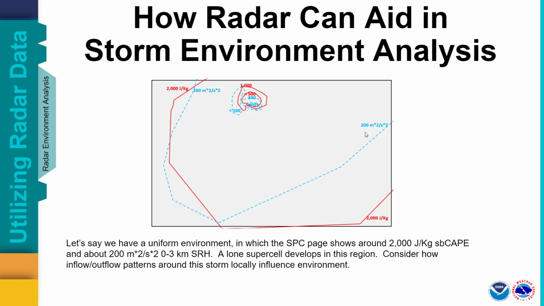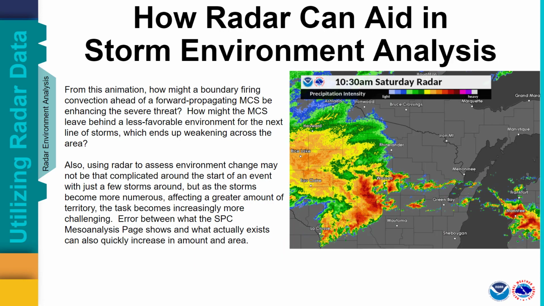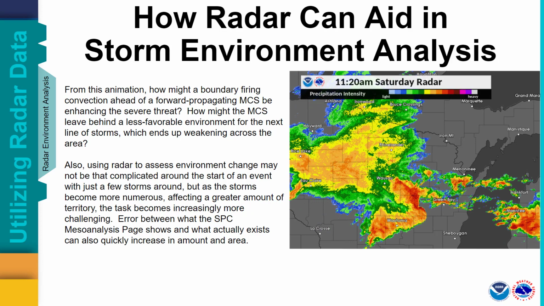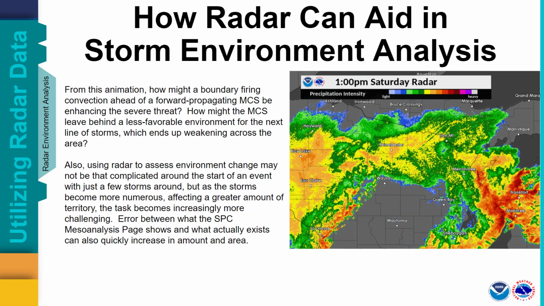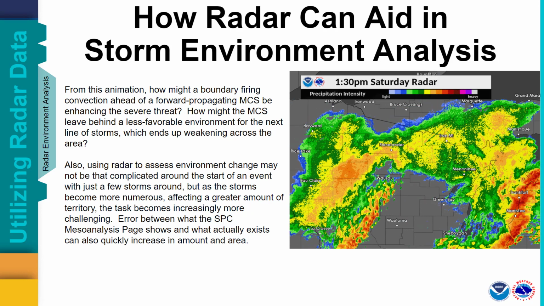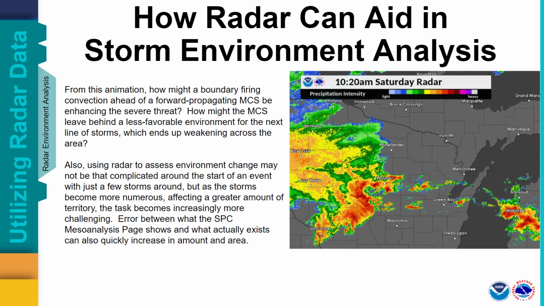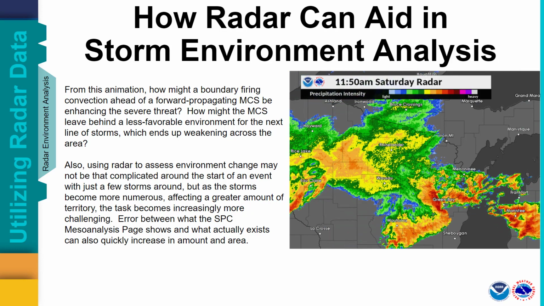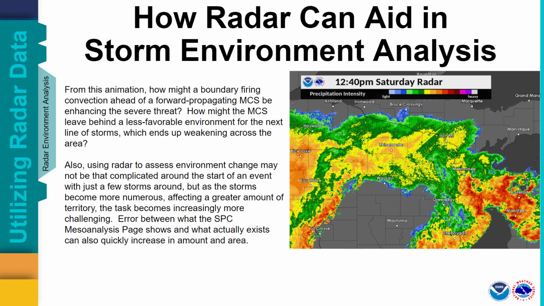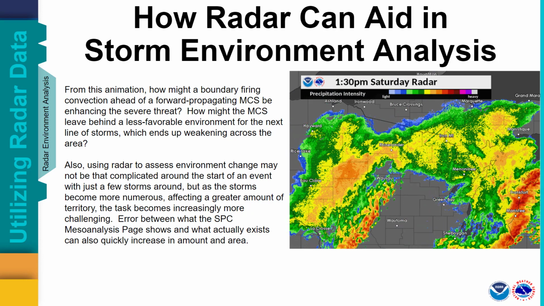And so we see storm-level changes to the larger scale environment that may not necessarily be picked up by the SPC mesoanalysis page or model analyses. From this animation, how might a boundary firing convection ahead of a forward propagating MCS be enhancing the severe threat? How might the MCS itself leave behind a less favorable environment for the next line of storms, which ends up weakening across the area?